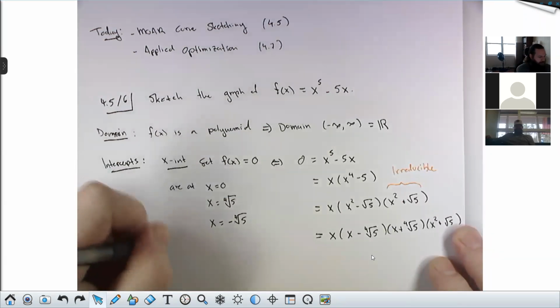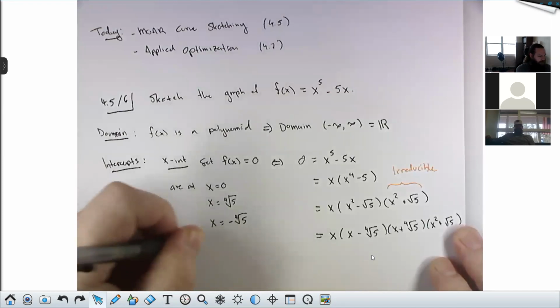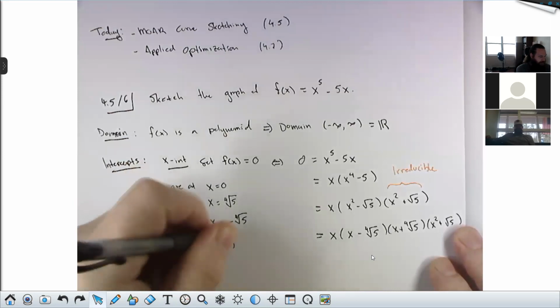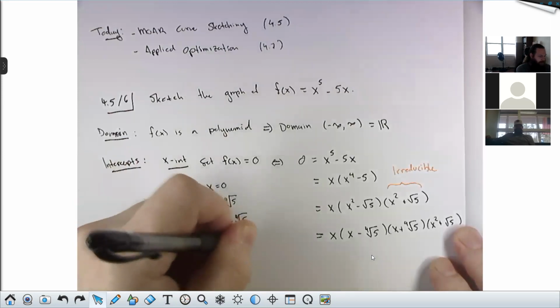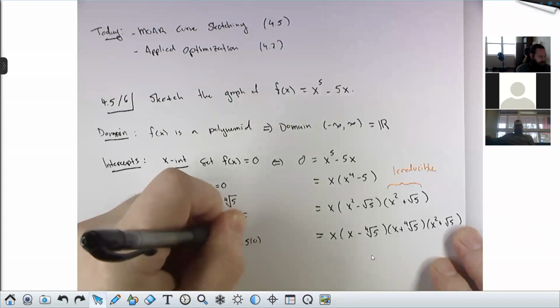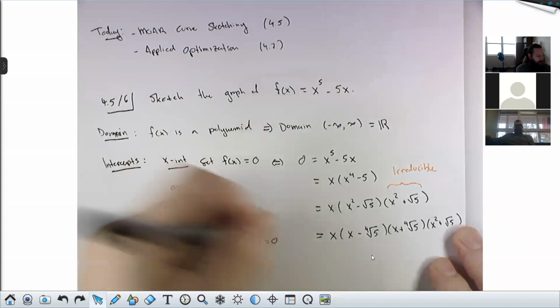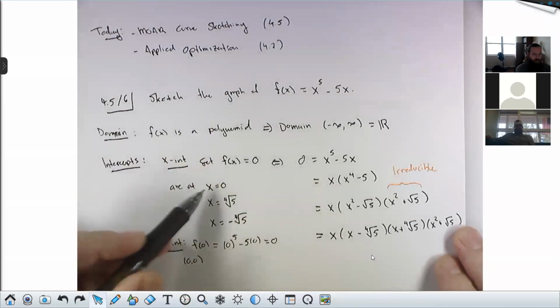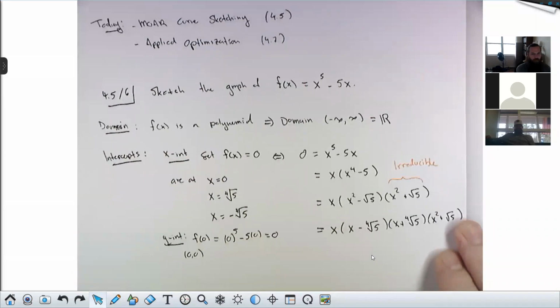Y-intercept, this always just comes from plugging in 0 for x. So f of 0 here, that's 0 to the 5 minus 5 times 0, which is 0. So the y-intercept is the point (0, 0). In other words, this x-intercept is also the y-intercept.